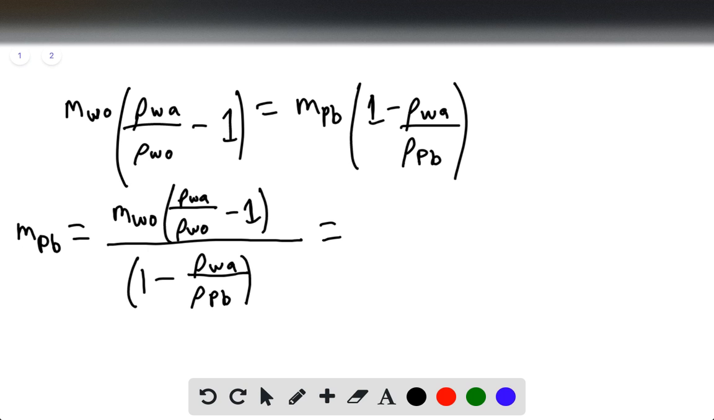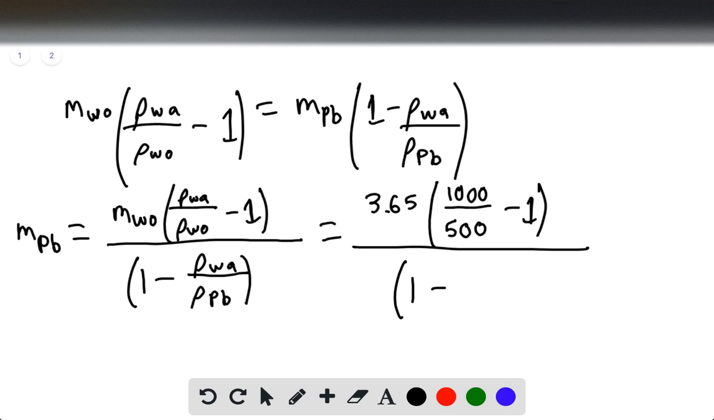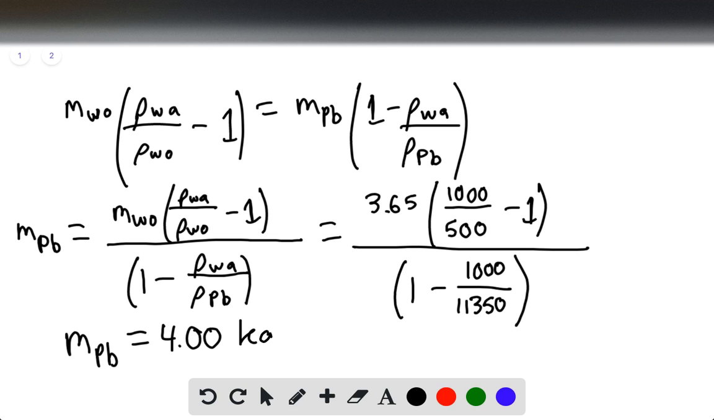So this is going to equal 3.65, and then we have 1,000 divided by 500 minus 1, all divided by 1 minus 1,000 divided by the density of lead, which is 11,350 kilograms per meter cubed. And so we find that the mass of the lead needed in order for this block to sink is going to be exactly 4.00 kilograms.